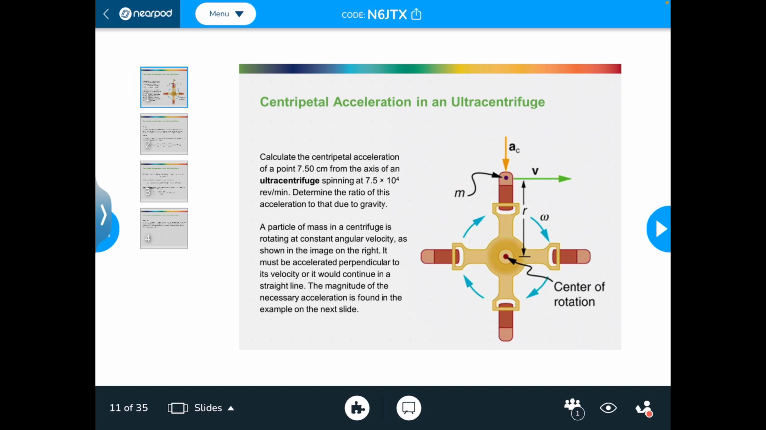So our next situation, now we have this ultracentrifuge. We're not going to define that. It's pretty obvious what that means. It's a very high-powered centrifuge, so it spins very, very fast. This time, though, we are given the radius in centimeters, so we need to convert that. And then we also are given the angular velocity, but in revolutions per minute, so we need to convert that to radians per second before we can then use it to calculate the centripetal acceleration.